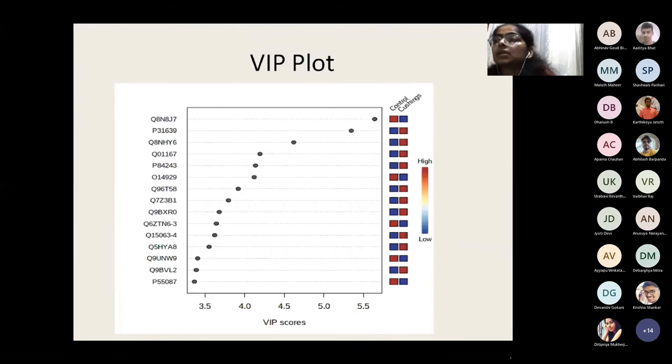Then I obtained the VIP plot. Through it, I could observe my top 15 features and their states in normal and in disease state.